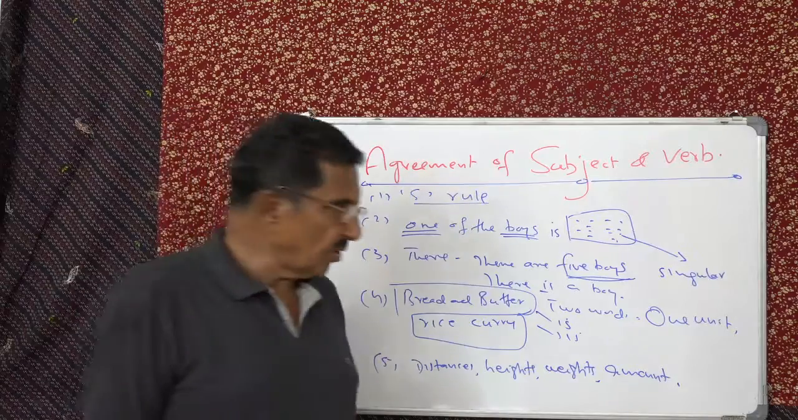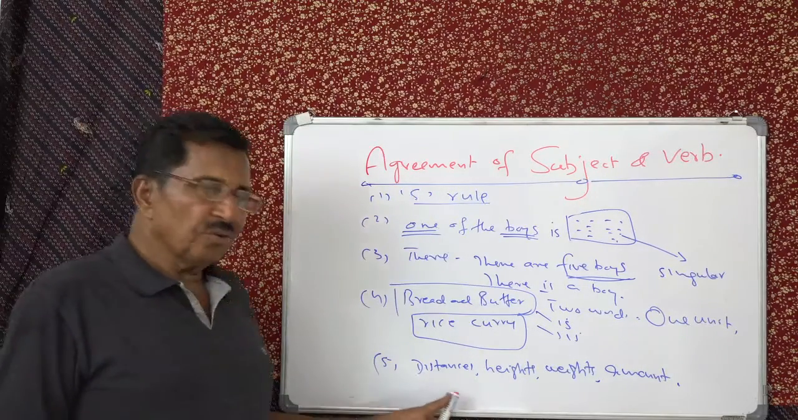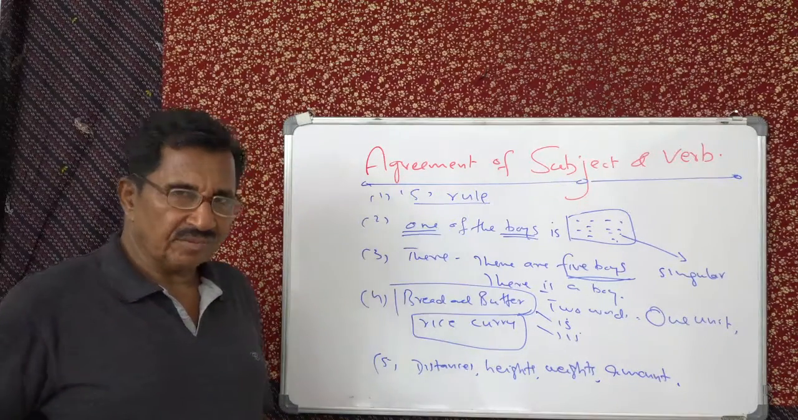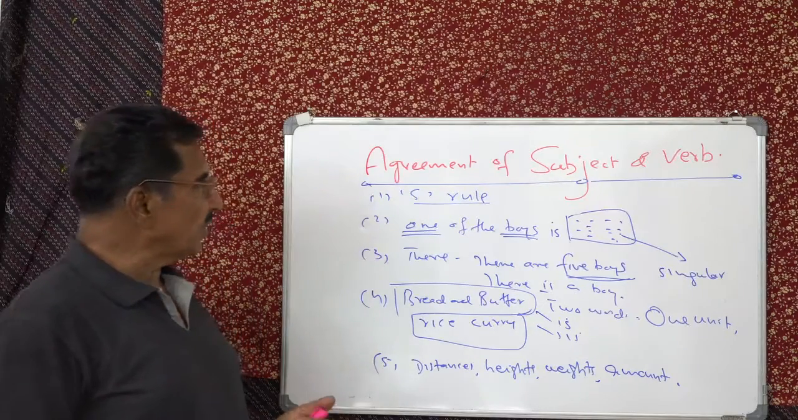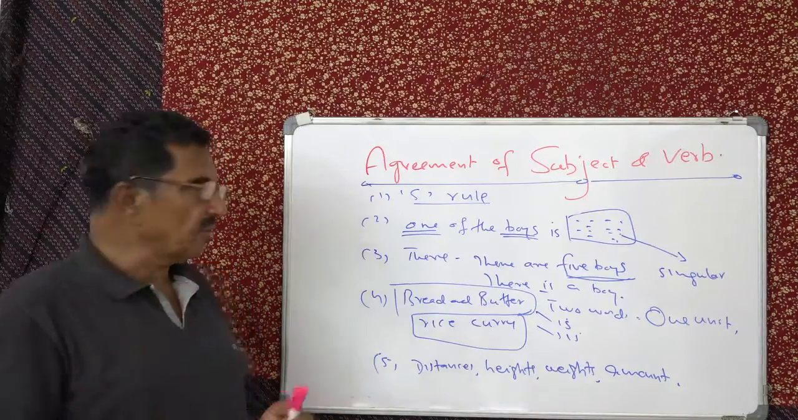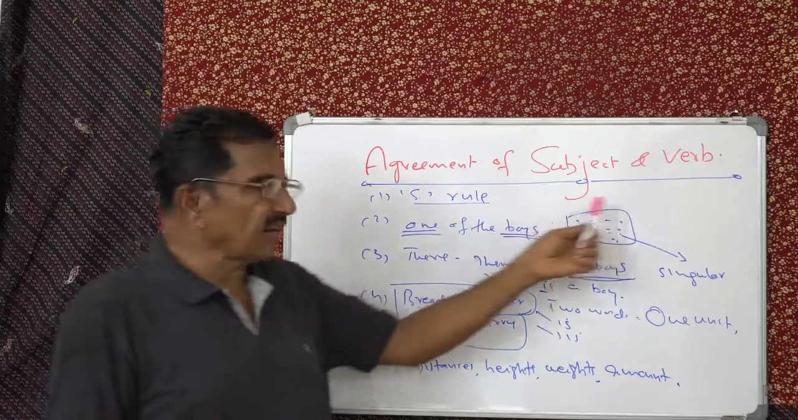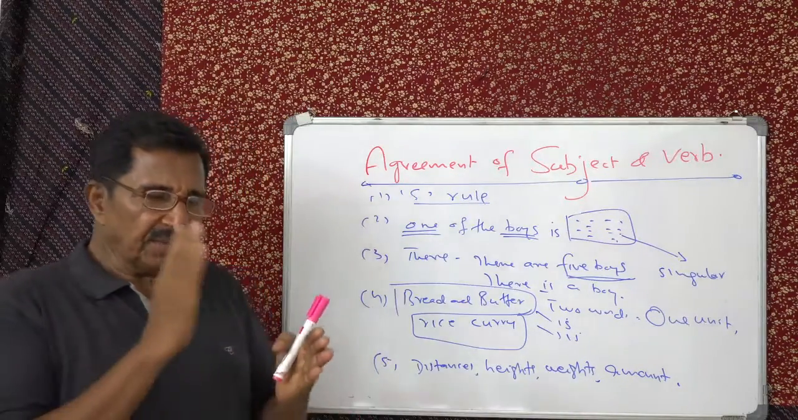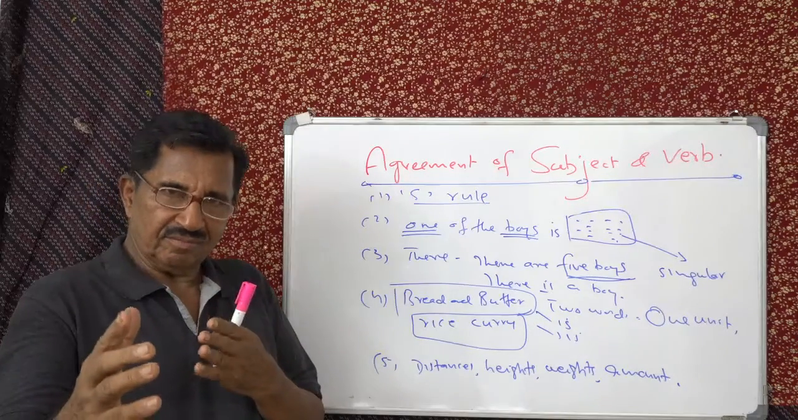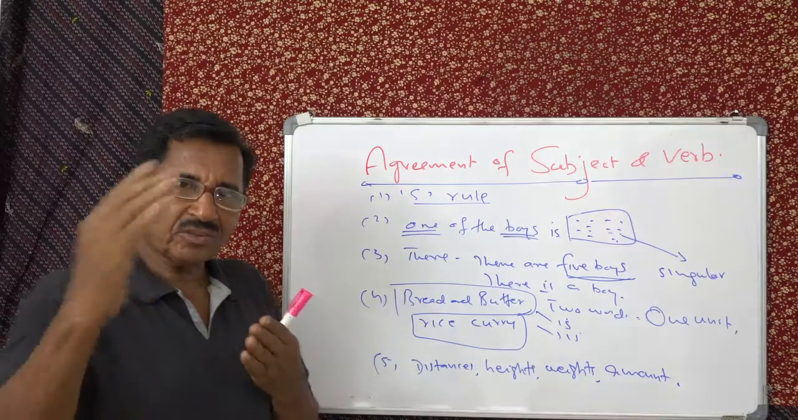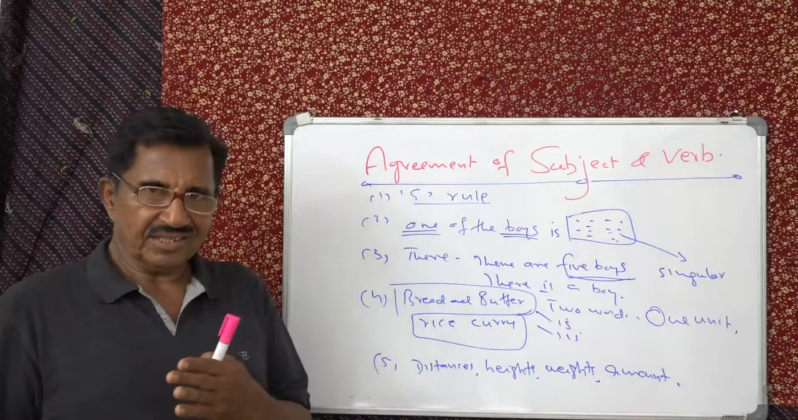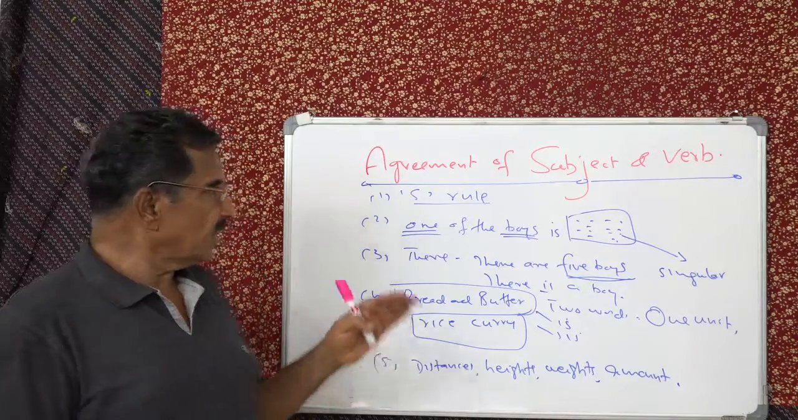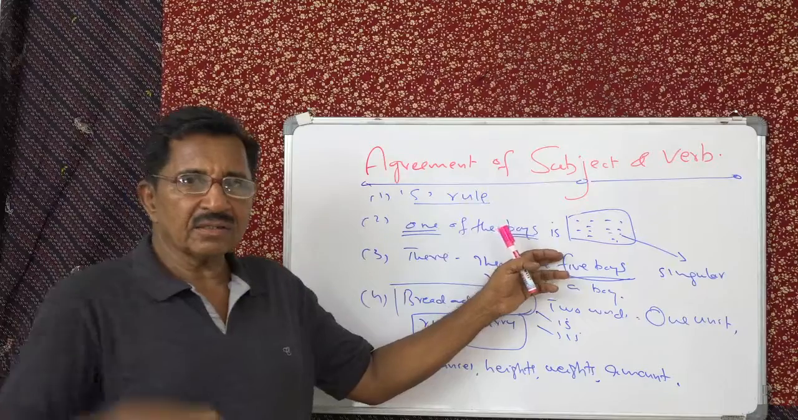In that case, what do you do? You use singular verbs. So today we have 5 points. We will continue this; we have one more session. Agreement of subject and verb. What does agreement mean? They are signing an agreement now. The subject is singular, so the verb should be singular. The subject is third person, so the verb should be third person. That's the agreement. You cannot say one of the boys are, it's wrong.